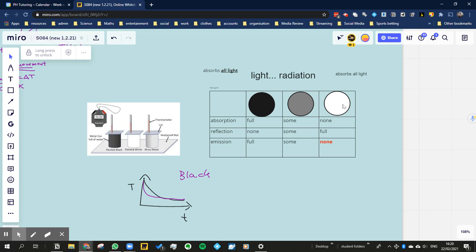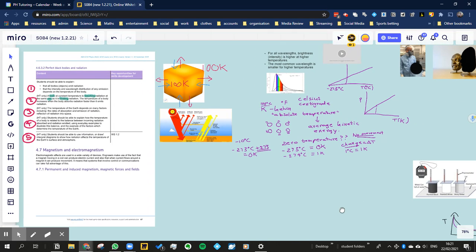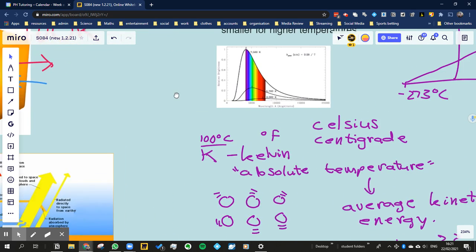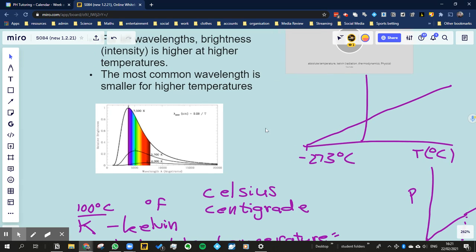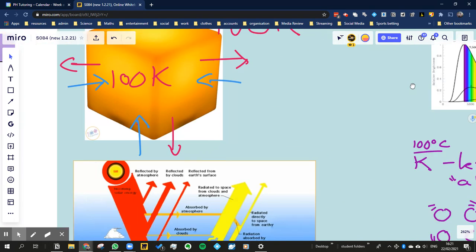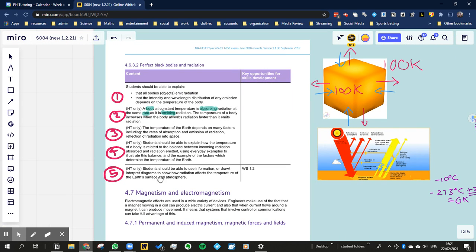But the thing that people often forget is that black also emits all the light, and all radiation actually, because light is just a form of radiation, and so we could be talking about infrared and so on. Another thing to know about black bodies, which again isn't mentioned in the specification, is this bit here, and this does come up in your exam questions. It's definitely in the textbook, so I'm surprised I didn't see it there. Let's have another look at it more carefully.